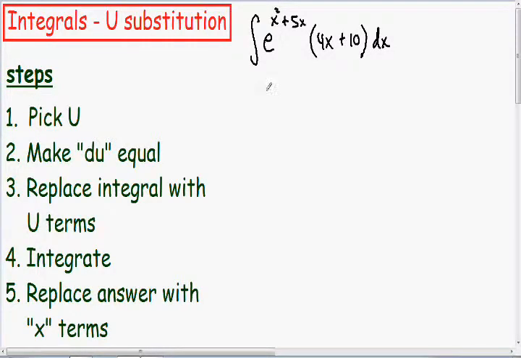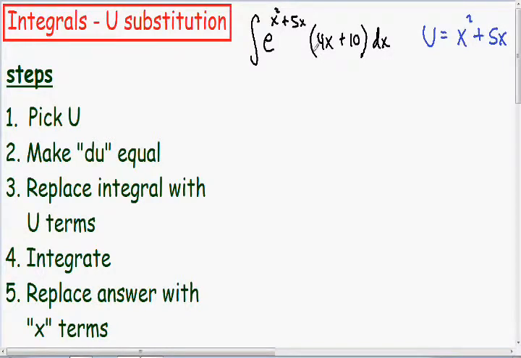Our first step is we need to pick our u. And I'm going to pick the u to be the exponent of the e. So the exponent, which is just x squared plus 5x, I'm going to pick that to be my u. So our u is equal to x squared plus 5x.